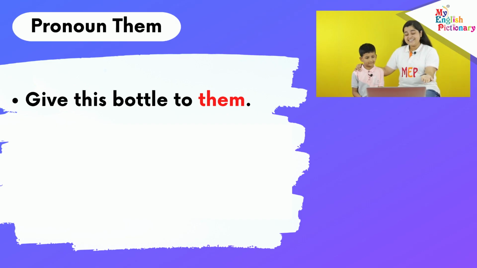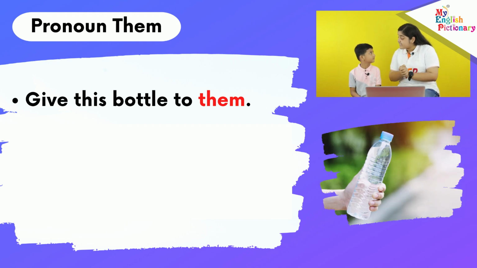So Rudy, let's take our first example of the pronoun "them". Give this bottle to them. So in this sentence, "them" is an object pronoun, which means it is receiving the action. It is not performing the action. And "them" is used for third person plural. Why plural? Because we are collectively talking about many people.